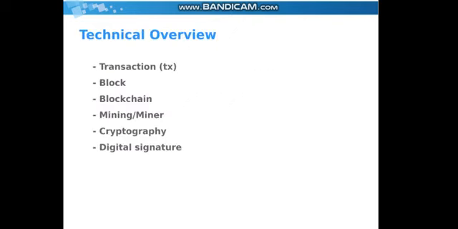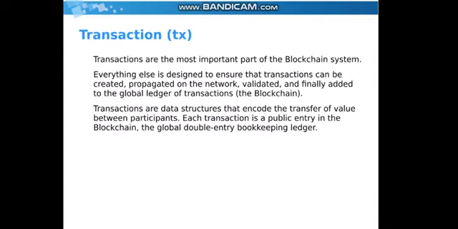Technical overview. Transaction, TX, block, blockchain, mining, miner, cryptography, digital signature. Transaction, TX. Transactions are the most important part of the blockchain system. Everything else is designed to ensure that transactions can be created, propagated on the network, validated, and finally added to the global ledger of transactions, the blockchain.